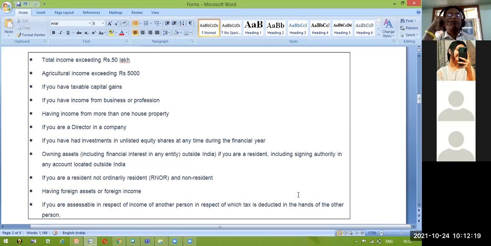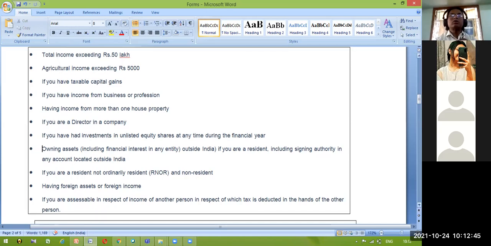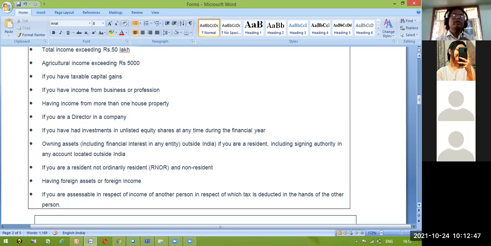Now, only if you are a resident and ordinarily resident in India can you use ITR 1. If you are a resident but not ordinarily resident, or if you are non-resident, you cannot use ITR 1. You can find the definition of non-resident. There may be a question on this point also. If you are listening with a lot of attention, I think you can remember all things. Having foreign assets or foreign income.